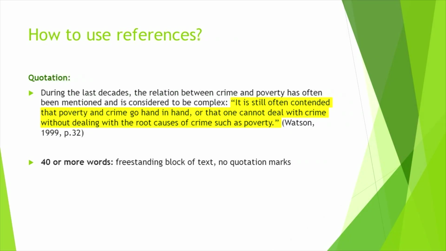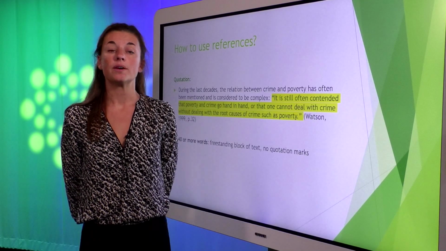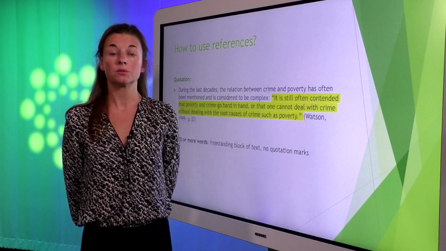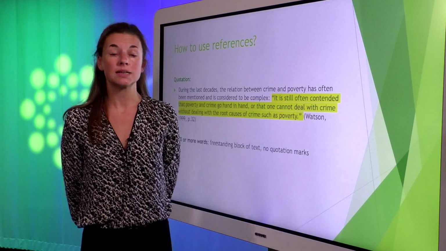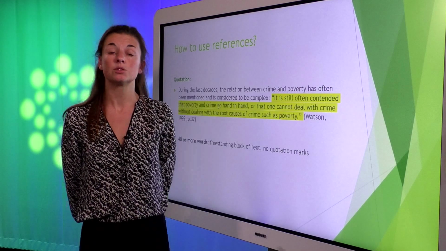If you quote a source, you use quotation marks to mark the beginning and the end of the quote. The short reference to the source has to follow straight after the quote, as in the example presented here. However, if the quote or citation comprises 40 or more words, display this in a freestanding block of text and omit the quotation marks.